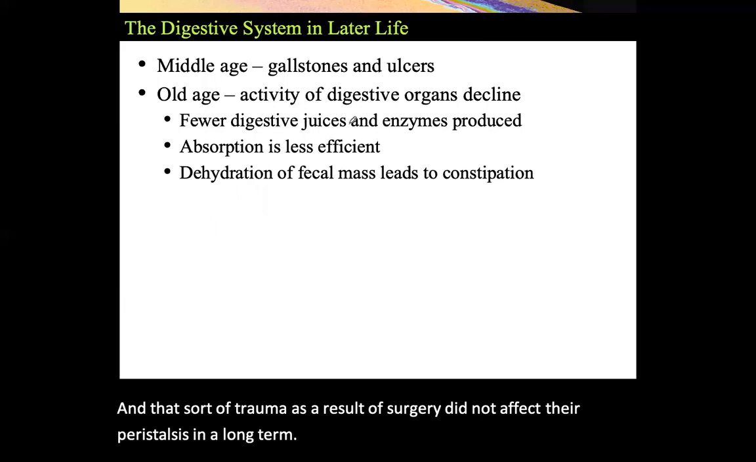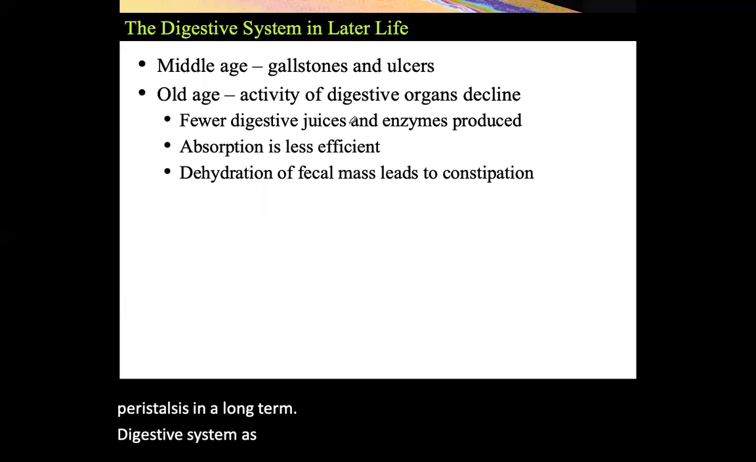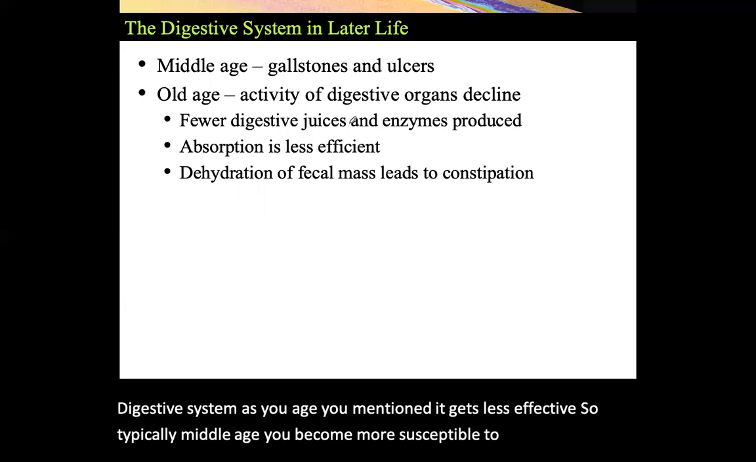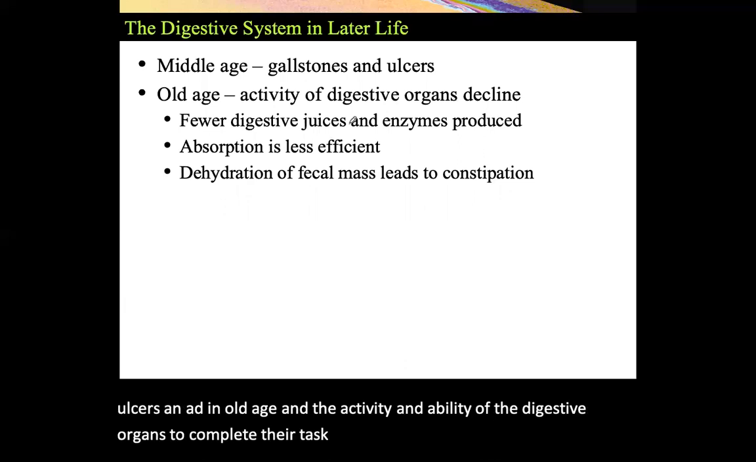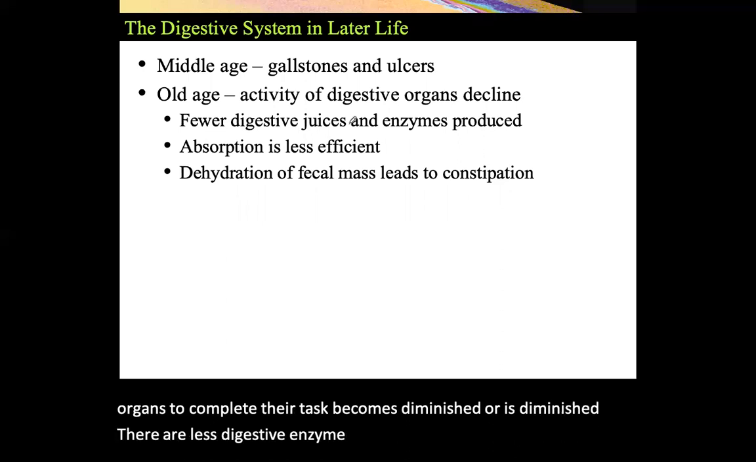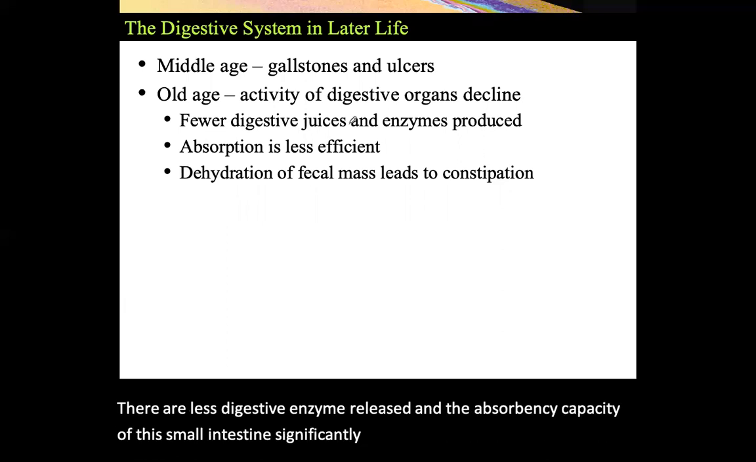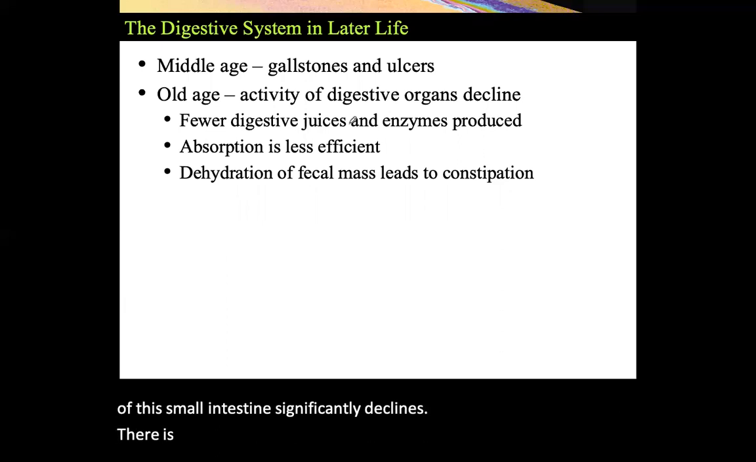Digestive system, as you age, we mentioned it gets less effective. So typically, in middle age, you become more susceptible to gallstones and ulcers. And at an old age, the activity and ability of the digestive organs to complete their task is diminished. There is less digestive enzyme released, and the absorptive capacity of the small intestine significantly declines. There is severe dehydration in the large intestine, which makes you more susceptible to constipation.